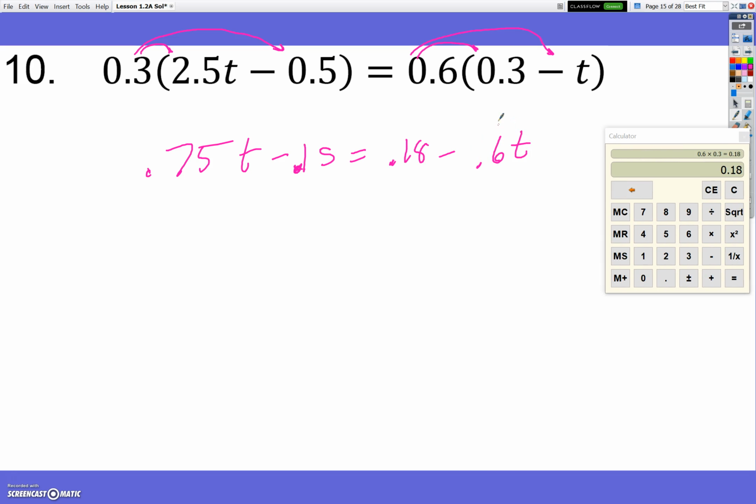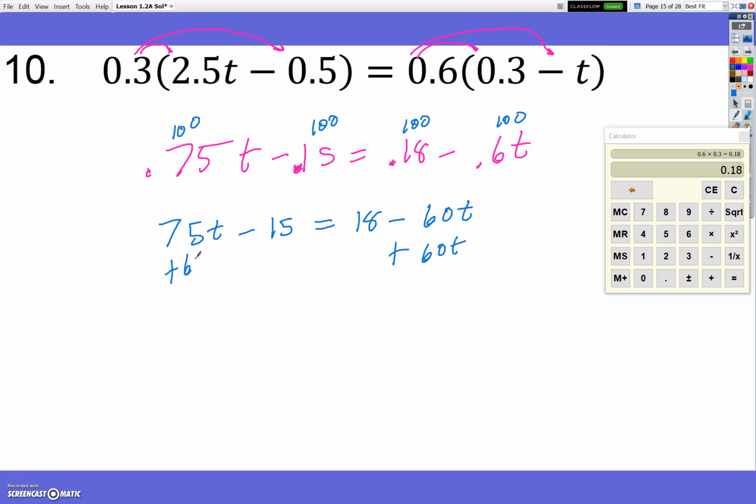minus 6/10 of a t. So now when I look at these, I am going to look at all my decimals and see what do I need to multiply them by to get rid of the decimal. And that would be 100. So if I multiplied each and every term by 100, this would give me 75t minus 15 is equal to 18 minus 60t. From then, what I'm going to do is try to get all the t's to be positive. So I'm going to add 60t on both sides.